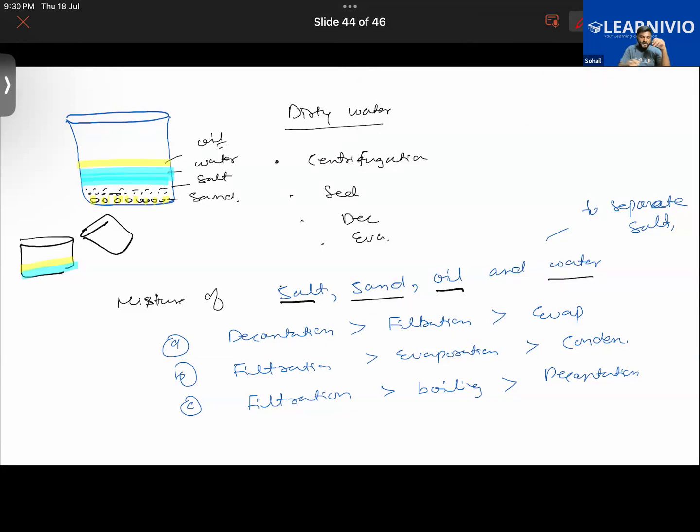Exactly. Via decantation, the oil and water will be poured into another beaker. Then you'd be left with salt and sand, and via filtration that could be separated. Hope you guys have understood this so far. Finally, via evaporation, the water will be evaporated and salt will be left. That's the sequence we should be following in this one.